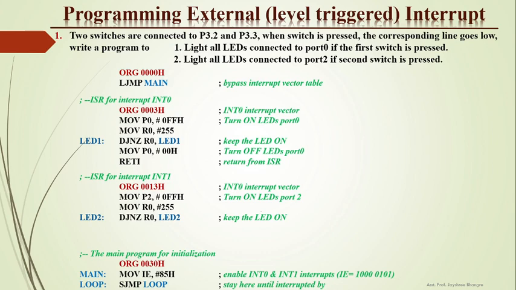So after it becomes 0, it will come out of the loop and turn off the LEDs, and after execution of the instruction RETI, it will return to the main program here, SJMP loop. Again when the switch is pressed, it will jump to the particular interrupt ISR. So in this way it will serve the level trigger external interrupt.